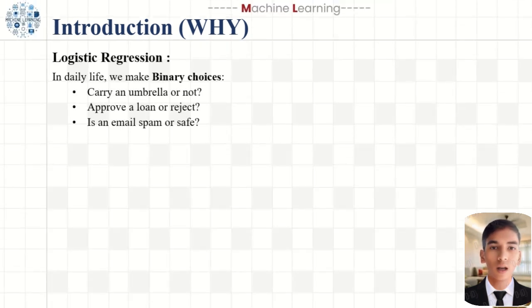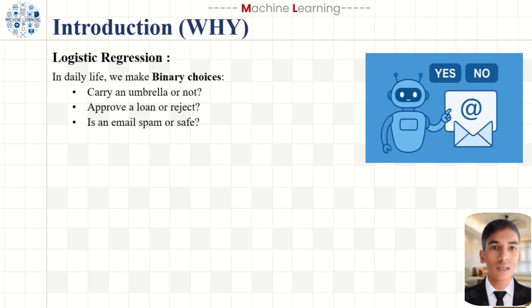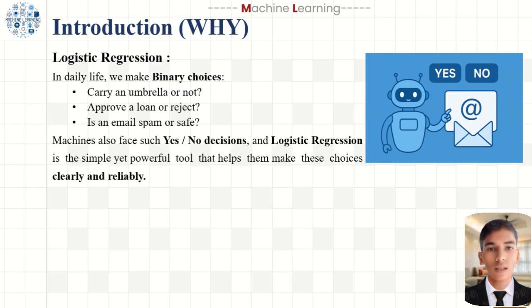In our daily life, we often face binary choices, decisions that have only two outcomes. For example, should I carry an umbrella today if the sky looks cloudy? Should a bank approve or reject a loan? Should an email be marked as spam or kept safe in the inbox? Machines also face the same kind of decisions. Logistic regression is the tool that helps them make these yes or no choices clearly and reliably.